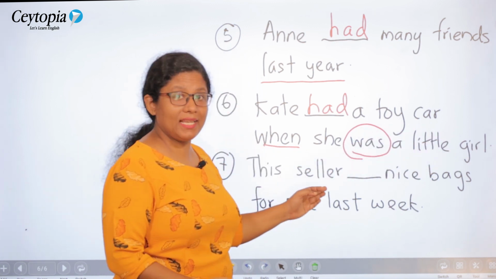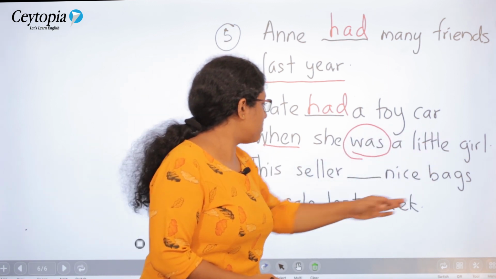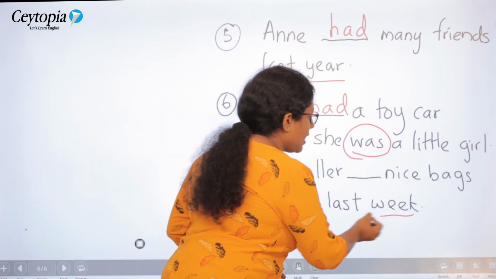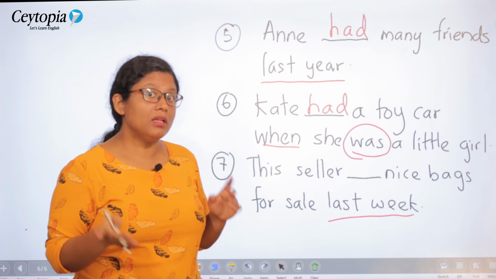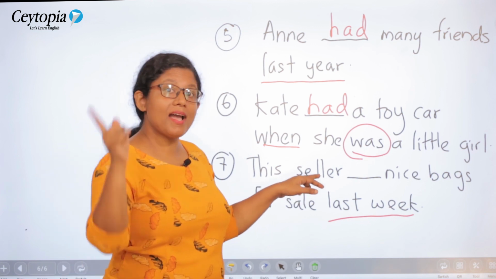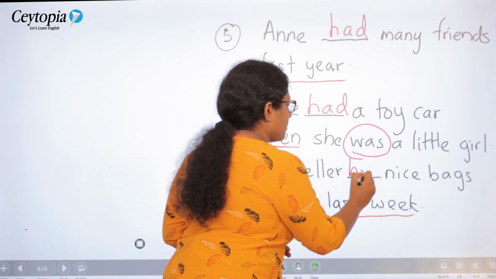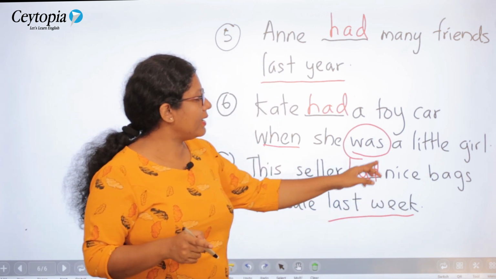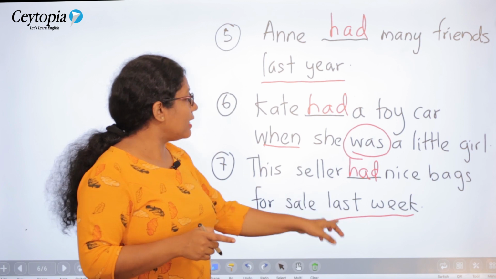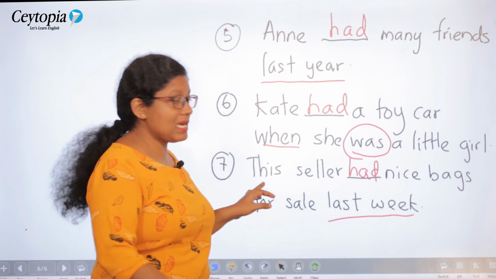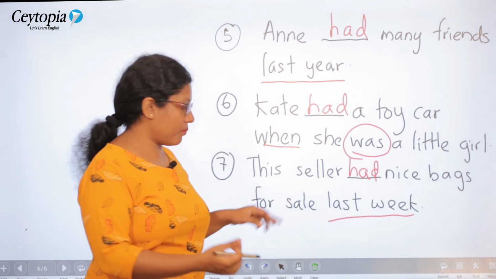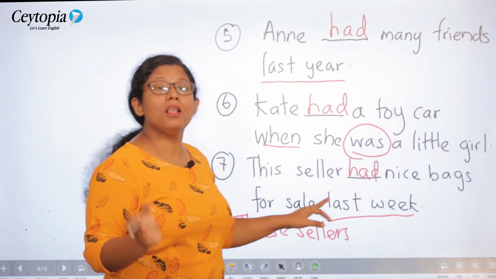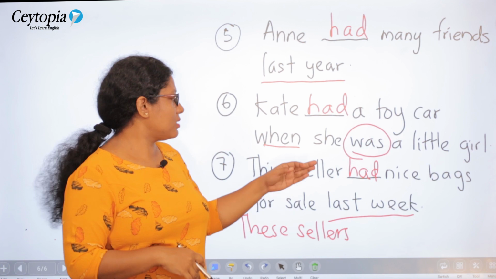Right. This seller blank nice bags for sale last week. Again you have a clue word. Last week, but not this week. Last week. This seller had nice bags. This seller is a singular subject. This seller had nice bags for sale last week. Let's say these sellers, the plural form. These sellers had nice bags for sale last week. Still we are using the verb had.